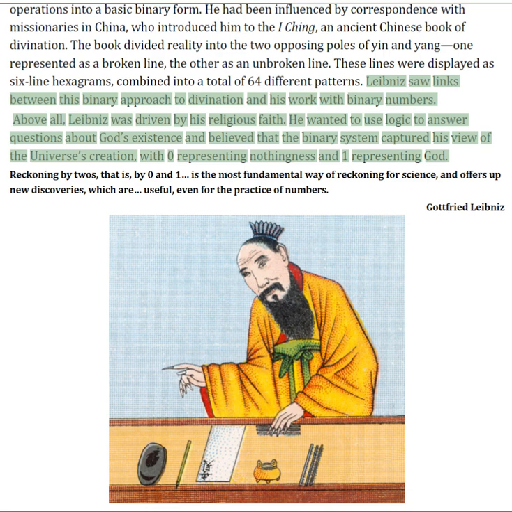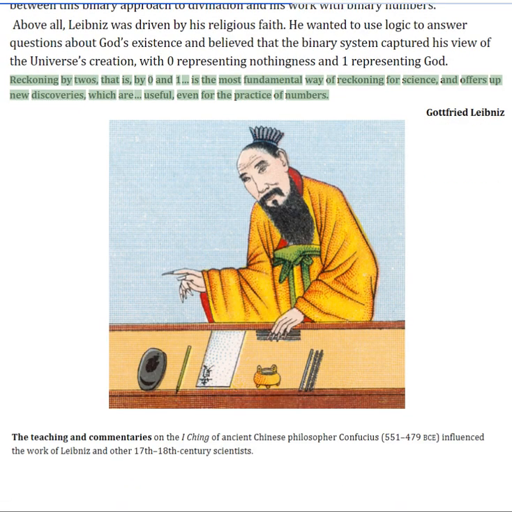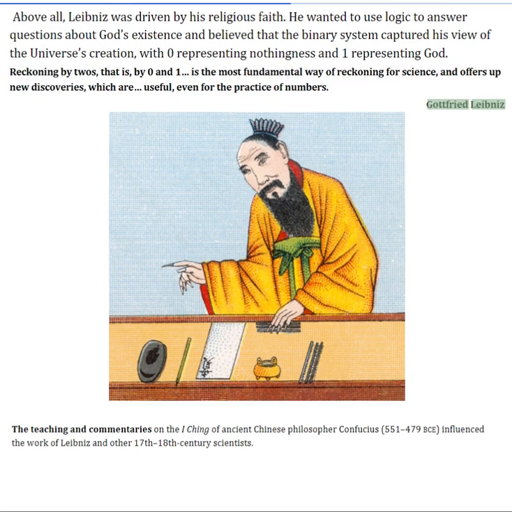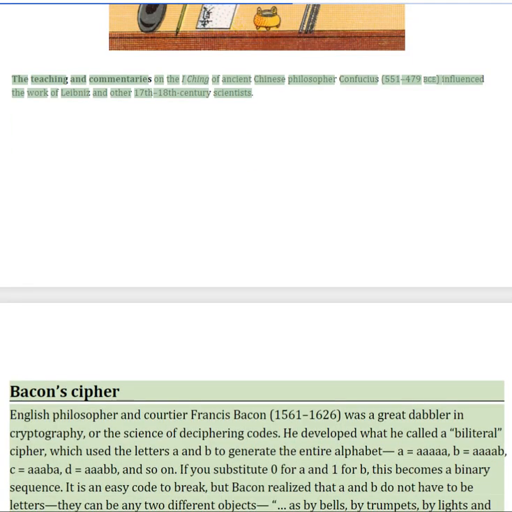Above all, Leibniz was driven by his religious faith. He wanted to use logic to answer questions about God's existence and believed that the binary system captured his view of the universe's creation, with 0 representing nothingness and 1 representing God. "Reckoning by twos, that is, by 0 and 1, is the most fundamental way of reckoning for science, and offers up new discoveries, which are useful, even for the practice of numbers." Gottfried Leibniz. The teaching and commentaries on the I Ching of ancient Chinese philosopher Confucius influenced the work of Leibniz and other 17th, 18th century scientists.